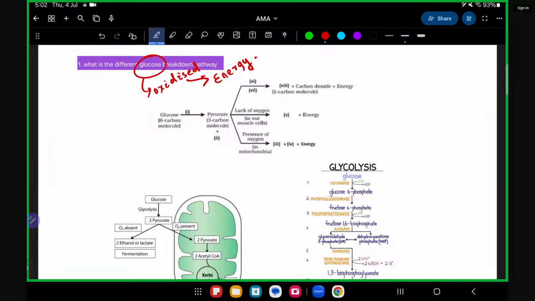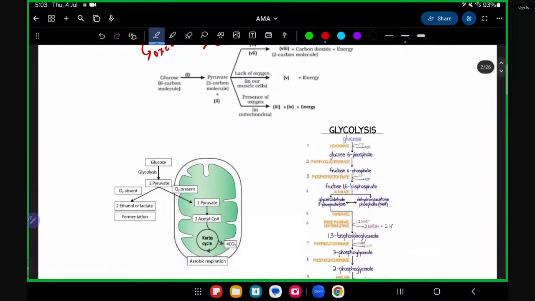Okay, so it has two pathways. One is the aerobic pathway, one is the anaerobic pathway. The aerobic pathway, as we know, requires the presence of oxygen, and the anaerobic pathway occurs in absence of oxygen. In both aerobic and anaerobic pathways, the common pathway is glycolysis. It is present in both the aerobic and anaerobic pathways of glucose breakdown.